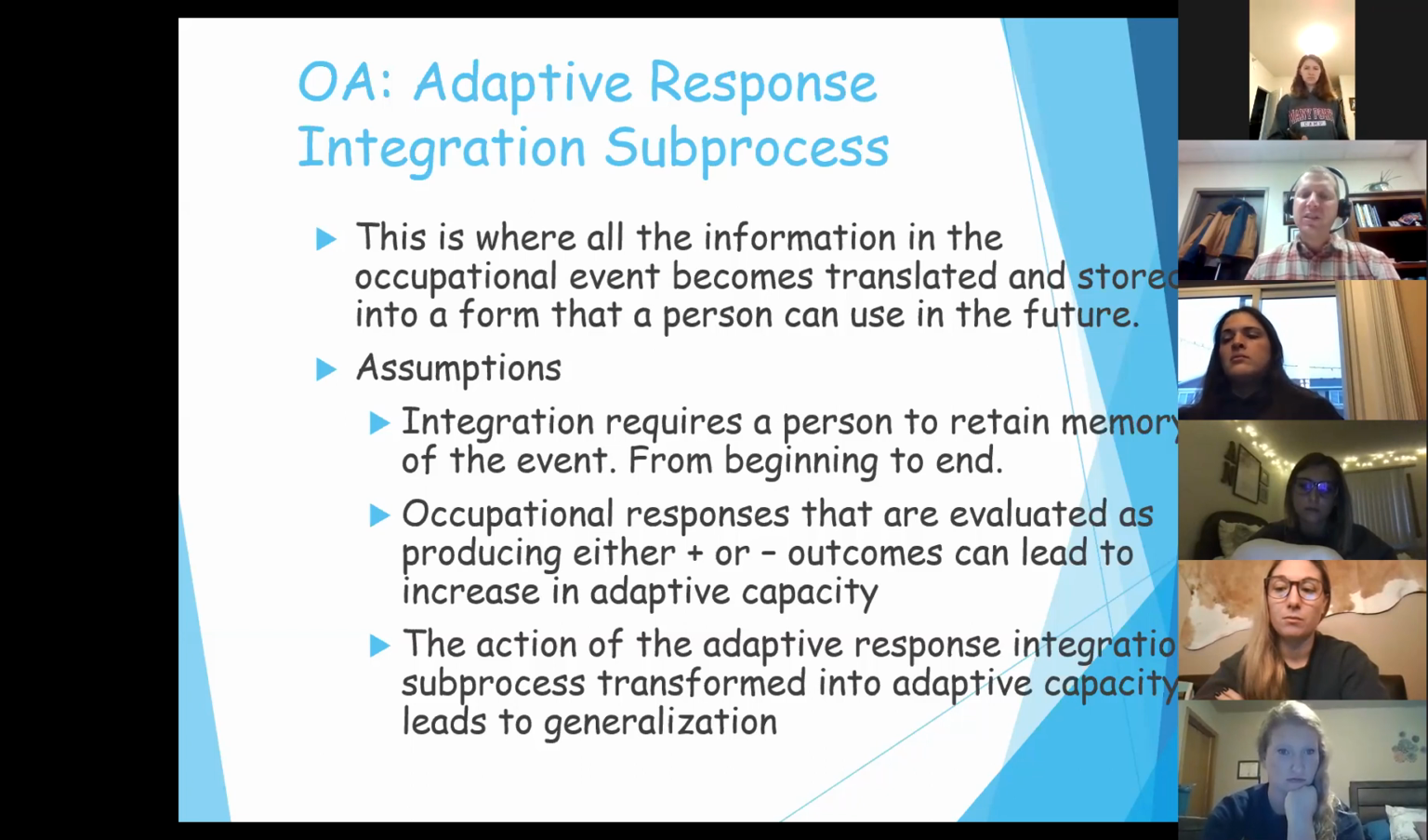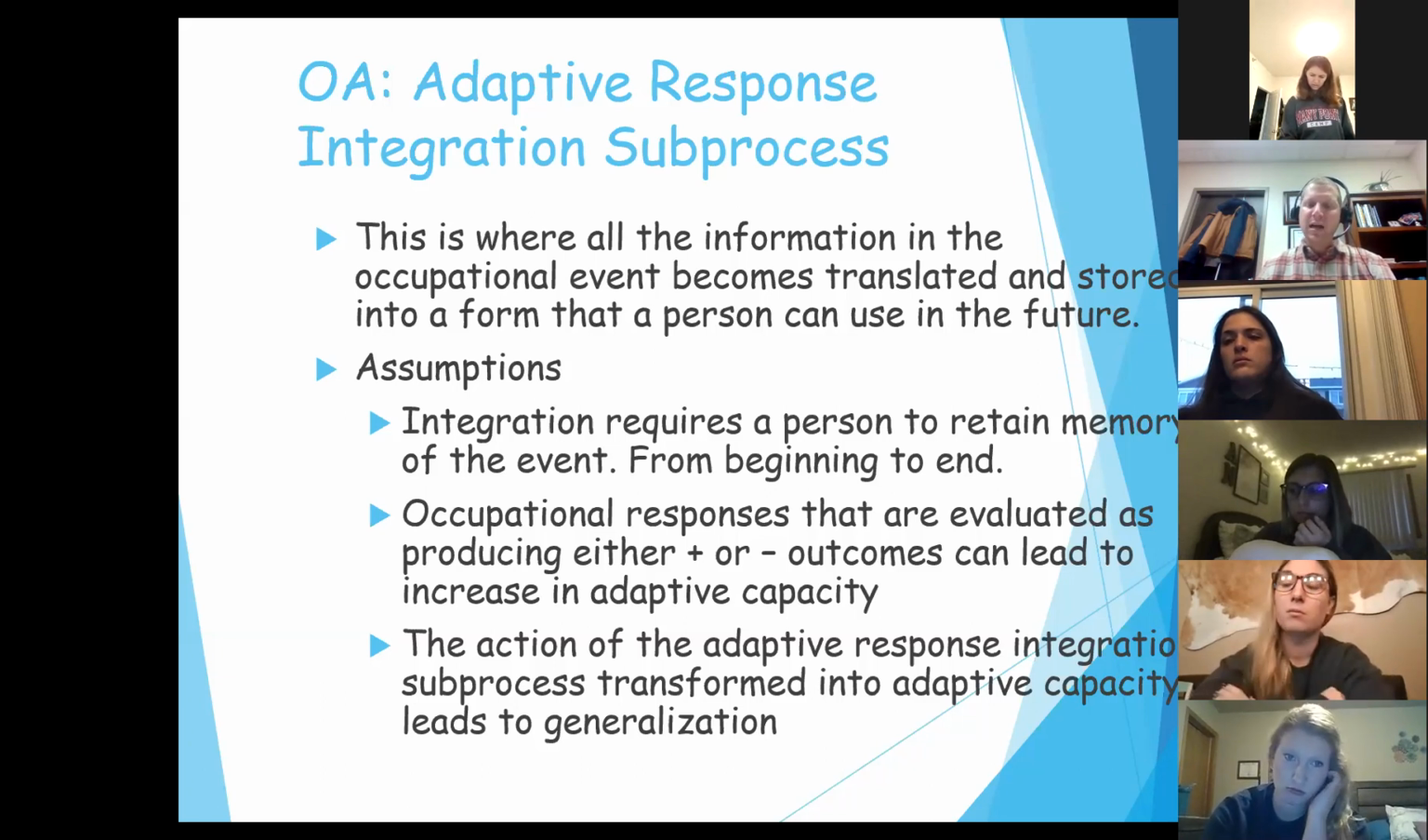The action of adaptive response integration transformed into adaptive capacity leads to generalization of the task. Okay, so if we can get them to integrate their responses, integrate their adaptations, and use adapted methods, we're going to increase their ability to have those adaptive skills. And then in life, when they need to adapt again, they'll be more likely to adapt because they'll have the generalization of those skills, even the skills of adapting. Like, hey, there is more than one way to put on a pair of socks. Okay, that's increasing their adaptive capacity.